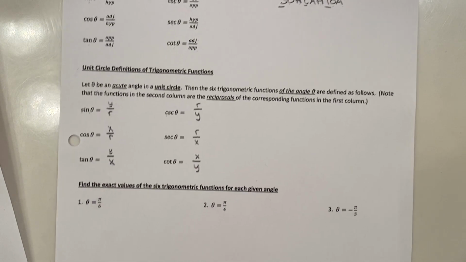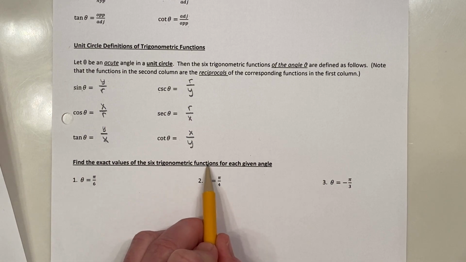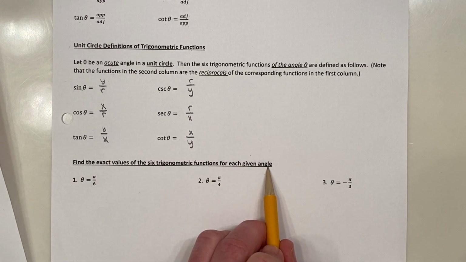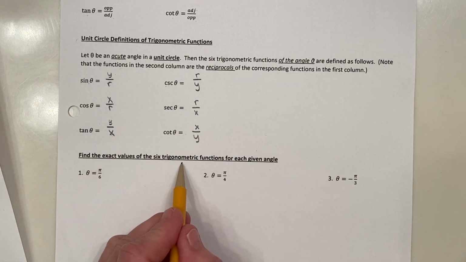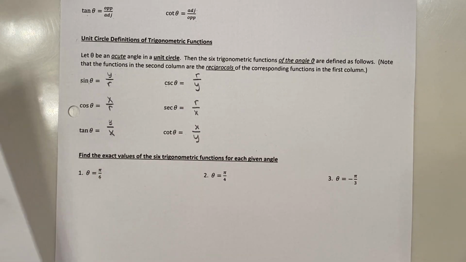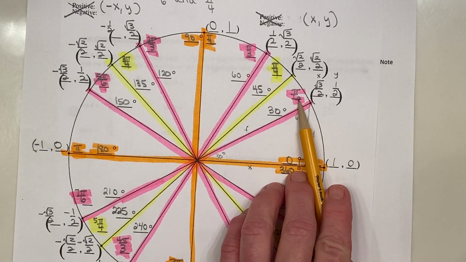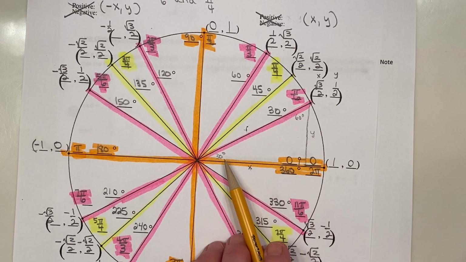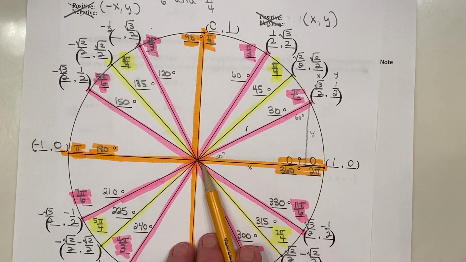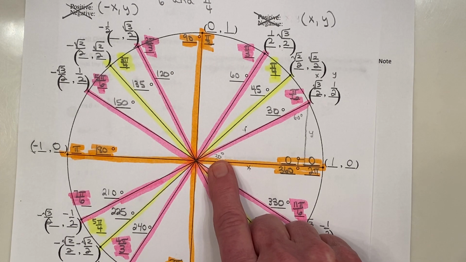All right, so our objective in this lesson is to find the exact values of the 6 trigonometric functions for each given angle. So for our first example here, we've got theta is equal to pi over 6. So I'm going to come over here to my unit circle and I'm going to locate pi over 6. Well, pi over 6 is equivalent to 30 degrees, so I'm talking about this right triangle right here. So we want to find all 6 trig functions at theta equals pi over 6, or 30 degrees if you want to think about that.